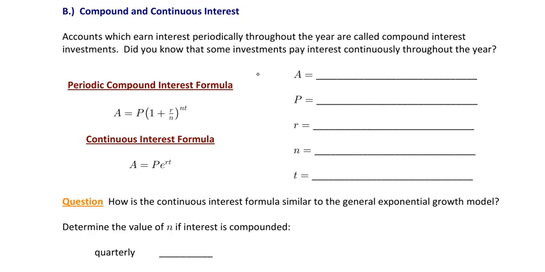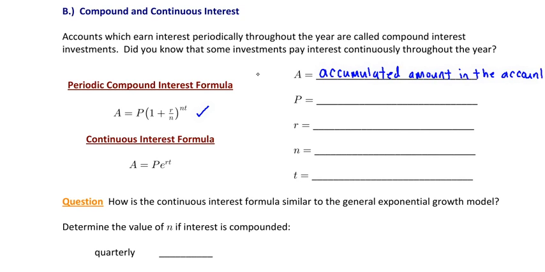So a periodic compound interest investment follows a formula that looks something like this: A equals P times 1 plus R over N, exponent NT. So if you earn interest multiple times per year, the amount in the account can be calculated with this formula. So let's make sure we understand what all of those variables represent. A is the accumulated amount in the account.